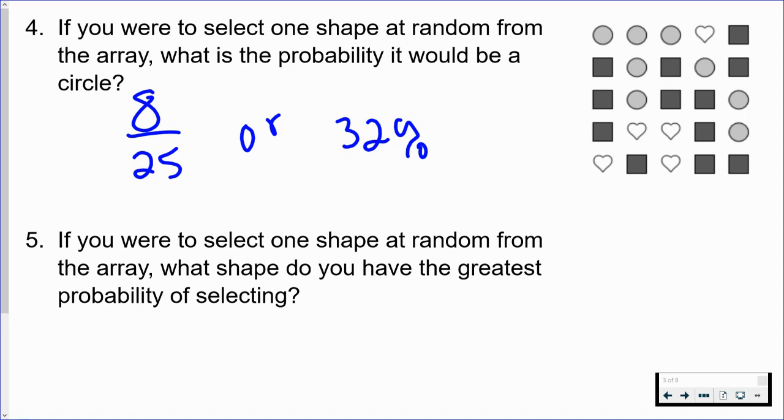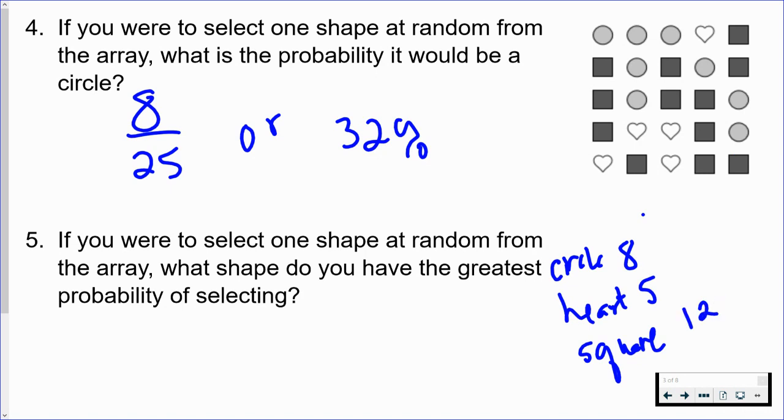All right. So now, next, if you were to select one shape at random from the array, what shape do you have the greatest probability of selecting? So for this one, let's take a look at our different shapes. Circle, we already calculated, we said there's only 8 of those. Okay, we could have a heart. Let's see, how many hearts do we have? 1, 2, 3, 4, 5. Okay, and then what do we have? Square. Okay, let's take a look how many squares we have. 1, 2, 3, 4, 5, 6, 7, 8, 9, 10, 11, 12.